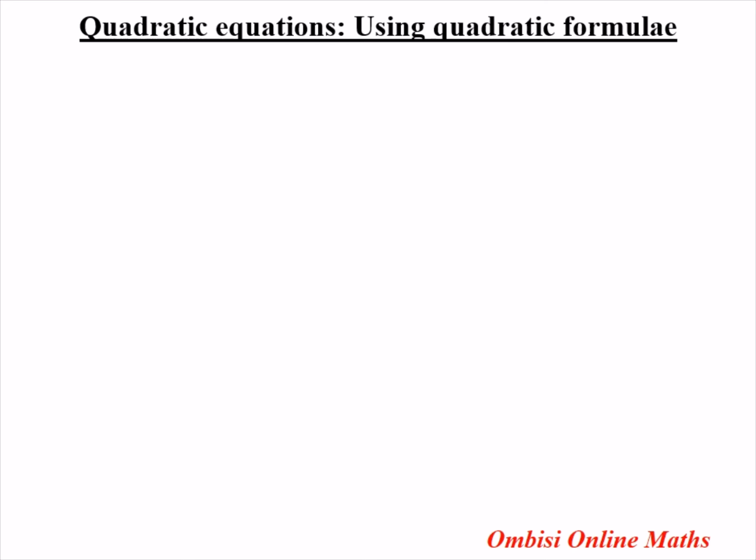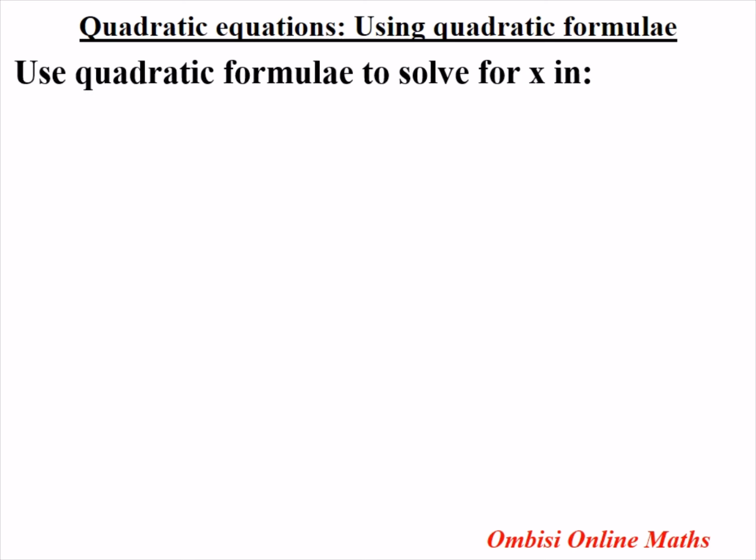Now we are going to tackle it in the form of a question. We know that the quadratic formula that we derived can be used to solve a quadratic equation. So let us look at it in the form of a question. The question goes: use the quadratic formula to solve for x in the equation you have been given, x squared plus 7x plus 3 equals 0.